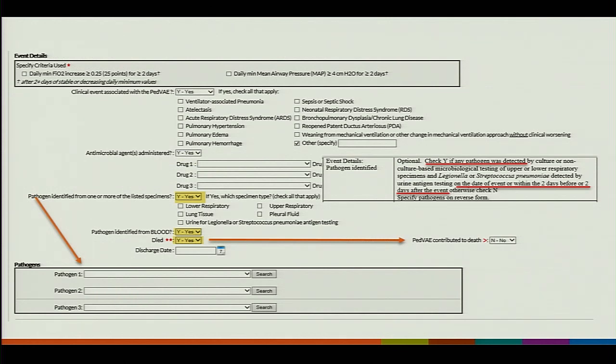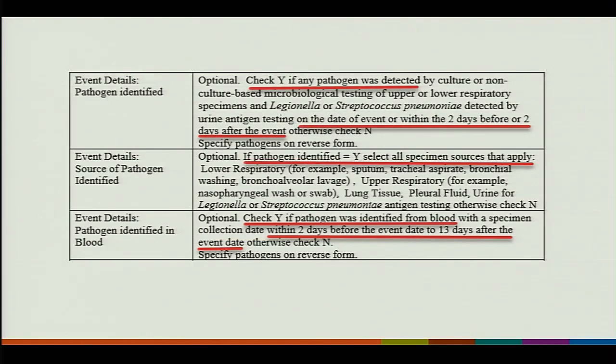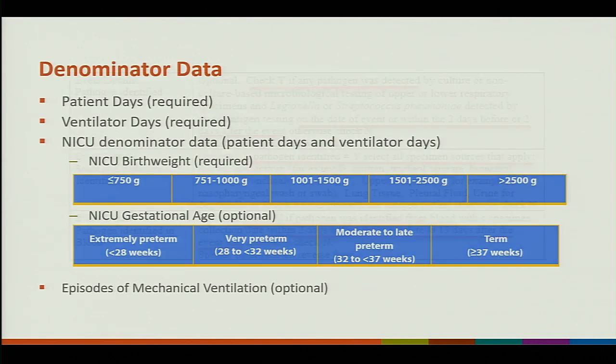As far as pathogens, again, there is specific information on when that pathogen would be identified from a culture, and also whether or not you select yes or no to the pathogen. So I just encourage you to take a really good look at the table of instructions, and I also would encourage you to report the optional data if you are planning on doing PedVAE surveillance.